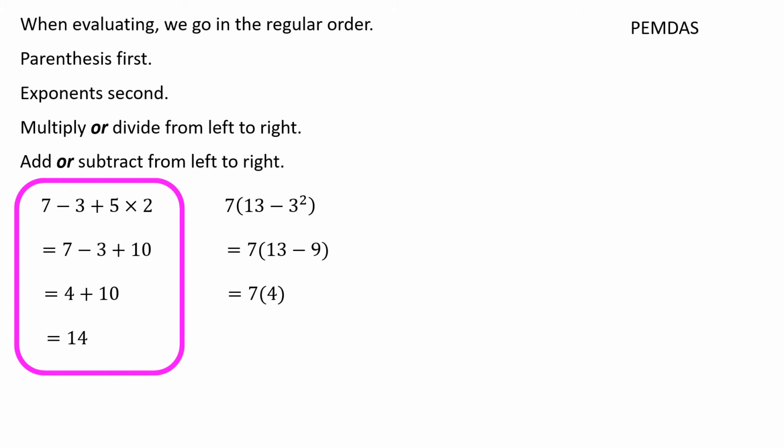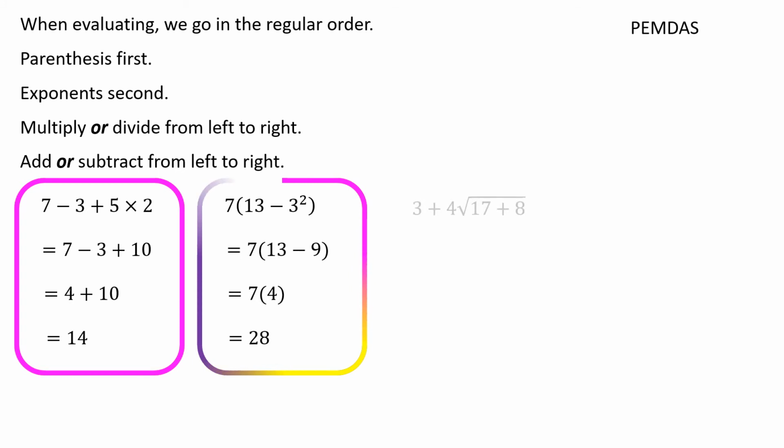And now that there's nothing else left inside the parentheses to do, the only thing I've got left is 7 times 4. That's multiplication. 7 times 4 is 28. That's the answer to the second example. Okay. We've got a third example.